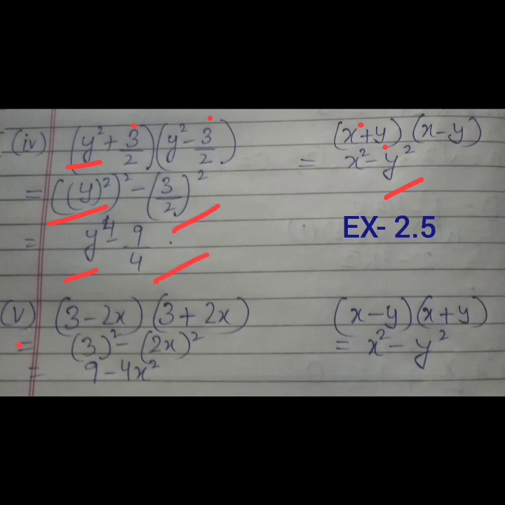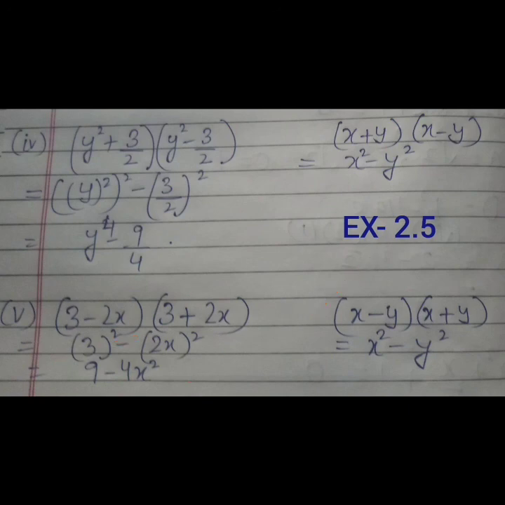Same way in the fifth part, 3 minus 2x, 3 plus 2x. We have the constant and the variable both same in the bracket. The only difference is this sign. This is the negative sign, this is the positive sign. So we apply this identity and we do the square of the first term and the square of the second term with negative sign in between, and it will become 9 minus 4x square.